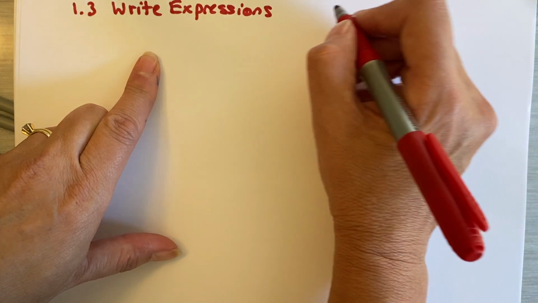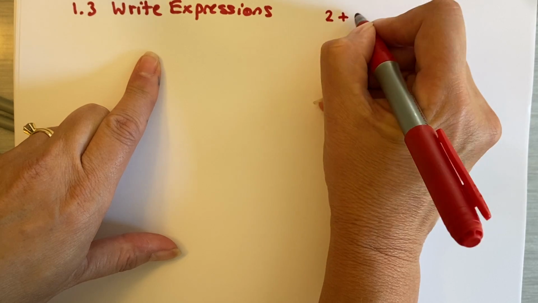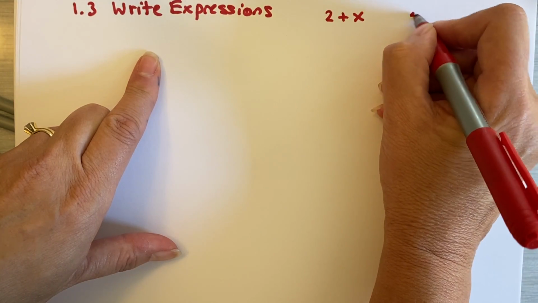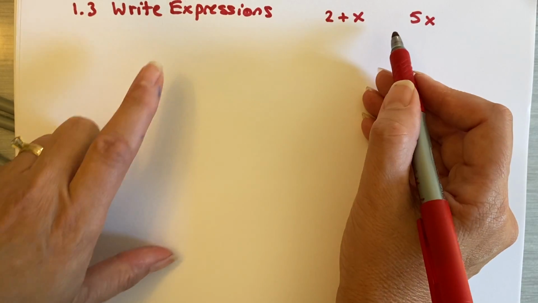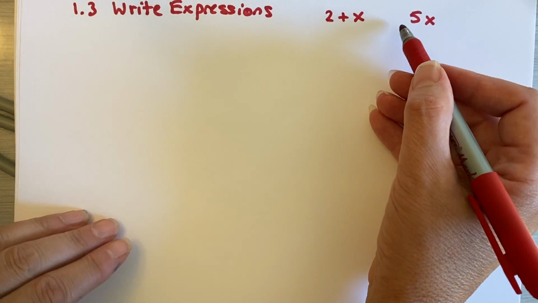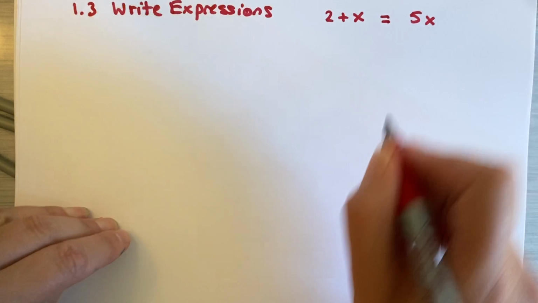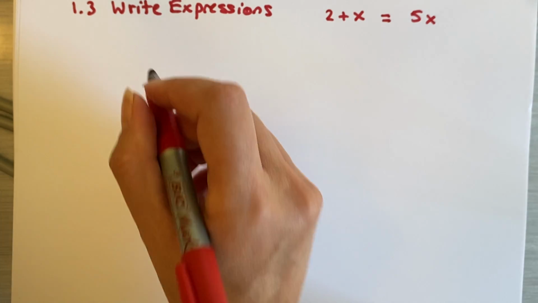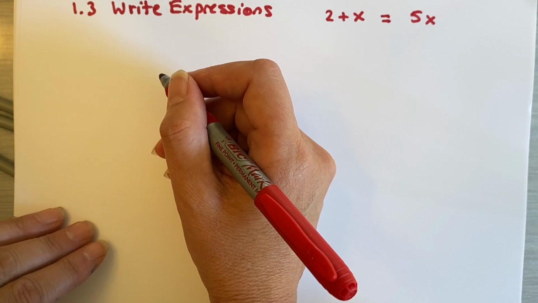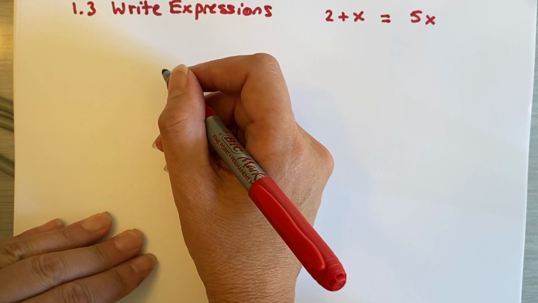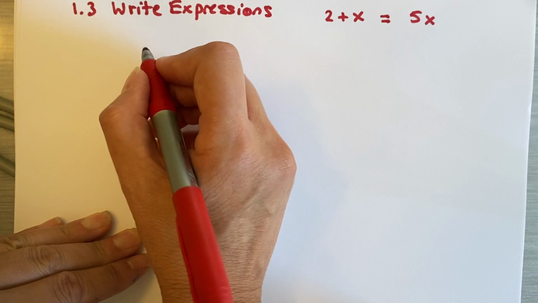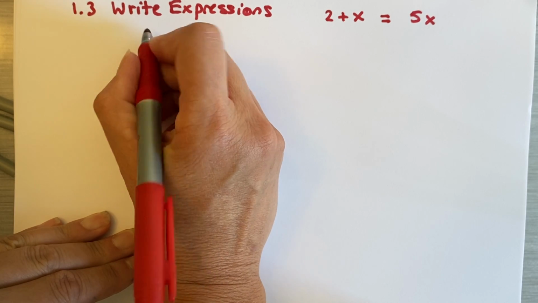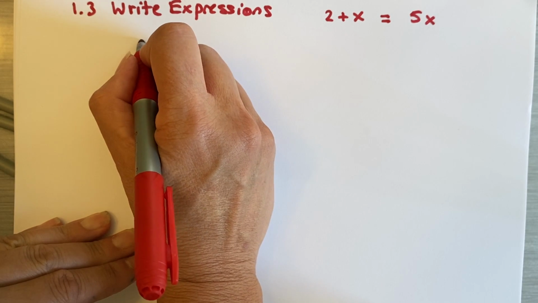Expressions are basically things like 2 plus x or 5x, things like that, which don't have an equal sign. Once you add an equal sign, if I did this, this would now become an equation. So our goal is to take sentences in English and translate them into math. That's what this is. So what things represent addition?